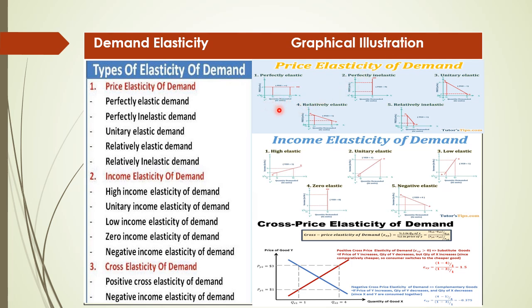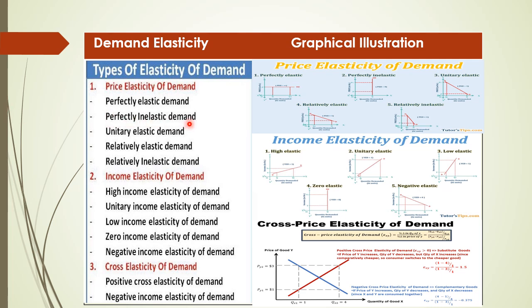In the figure, the x-axis shows the quantity demanded and the y-axis shows the price. DD curve is the demand curve. The initial demand at price P is Q units. When the price is slightly decreased, it leads to an increase in demand by a large amount, that is Q1. It shows a perfectly elastic demand.